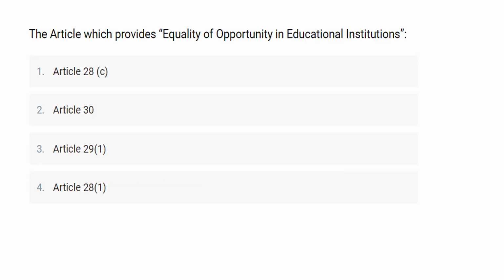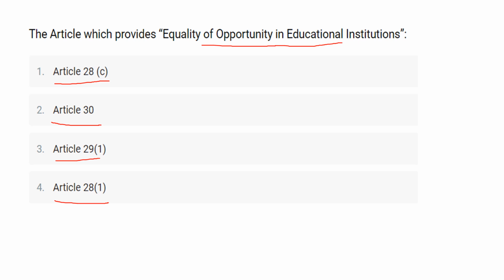The article which provides equality of opportunity in educational institutions. So here in this question they have given you different articles and they ask which article provides the equality of opportunity in the educational institution. The first option is article 28 clause C, second option is article 30, third option is article 29 clause 1 and the last option is article 28 clause 1. So the article which provides the equality of opportunity in the educational institute is article 29 clause 1.